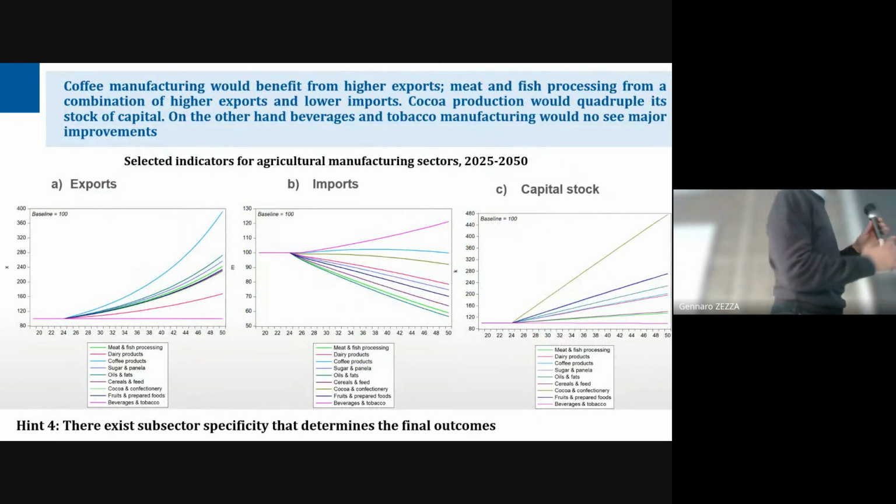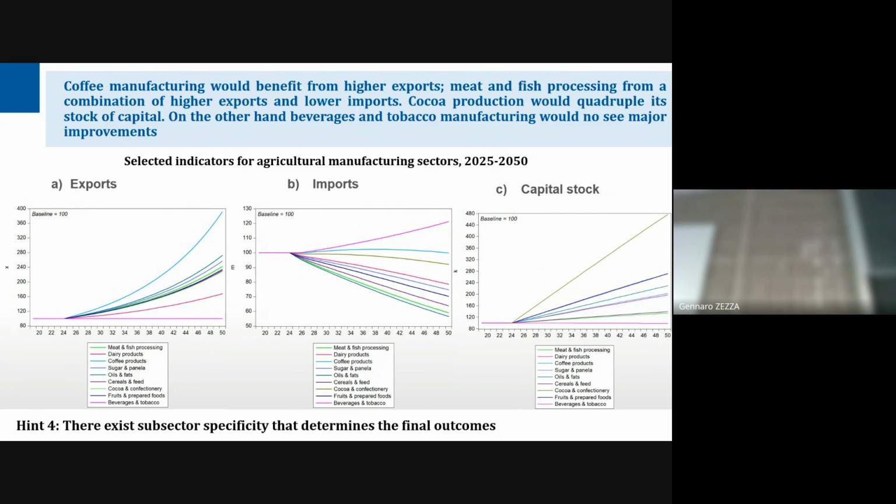And finally, this is the last slide. It's important. You can't see it, but it's important. There are sector-specific differences among the 7 manufacturing sectors. So, for example, we mentioned that coffee would be benefiting from this type of shock and would be benefiting from exports more than imports, the light blue line. While when we talk about meat and fish processing, the positive effect is created more by import substitution rather than export growth.